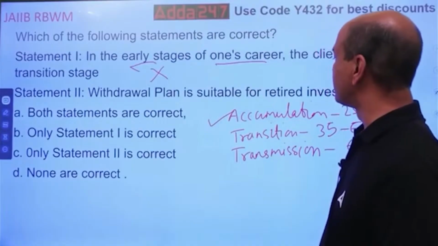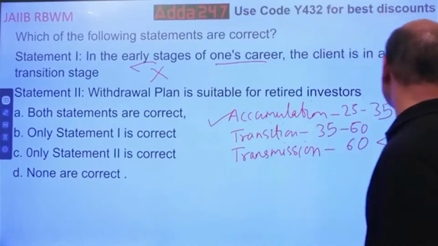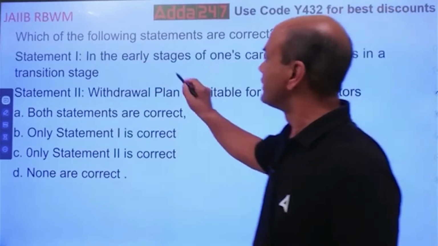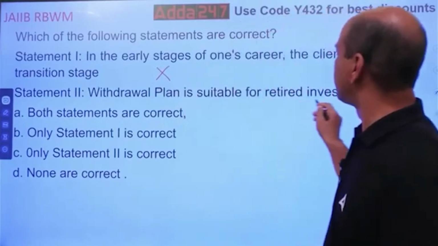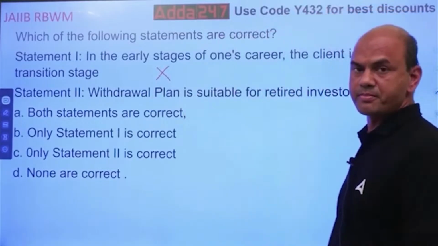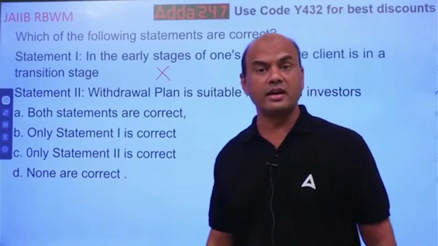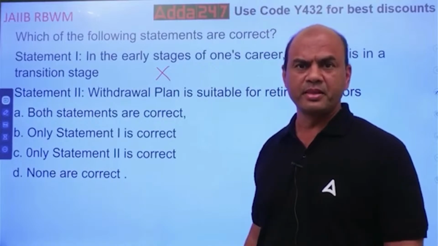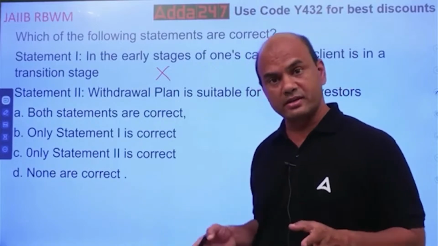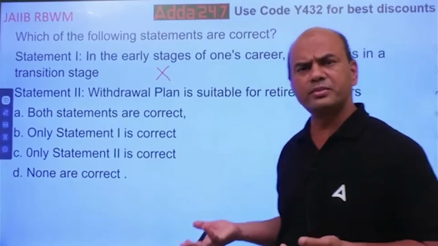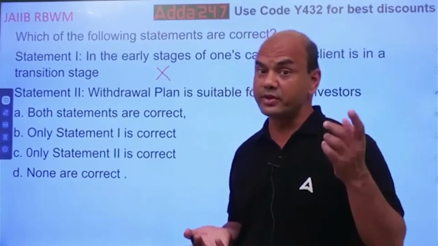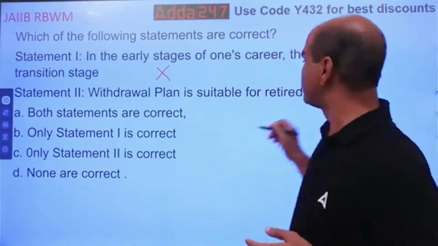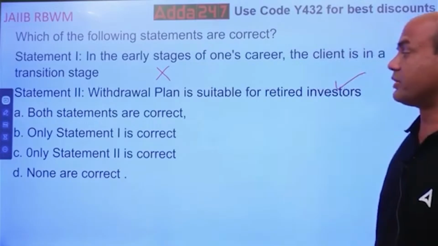Withdrawal plan is suitable for retired investors. Now let's check this one. Withdrawal plan is suitable for retired investors. Is it true? Obviously it is true, because retired investors will not have another income source generally. So whatever wealth they have created, they'll be using it, because they are in which phase? Transmission phase, or transfer phase. So that's why statement 2 is correct, but statement 1 is wrong.